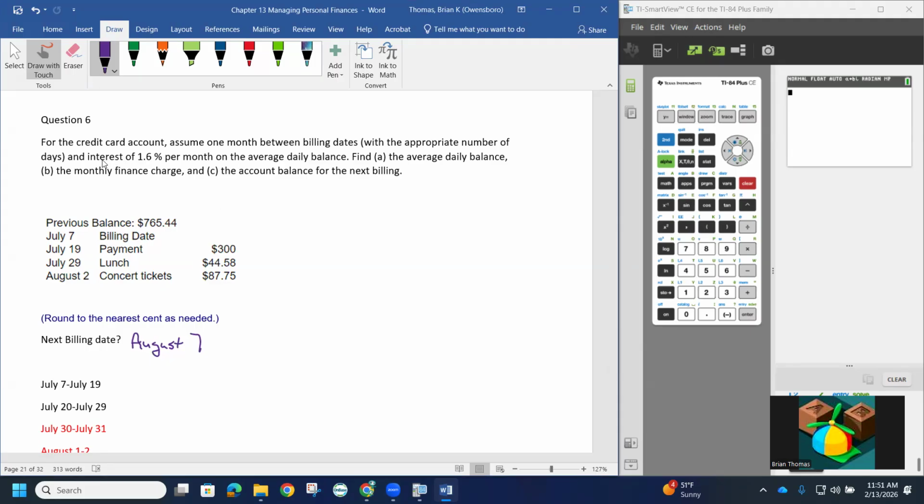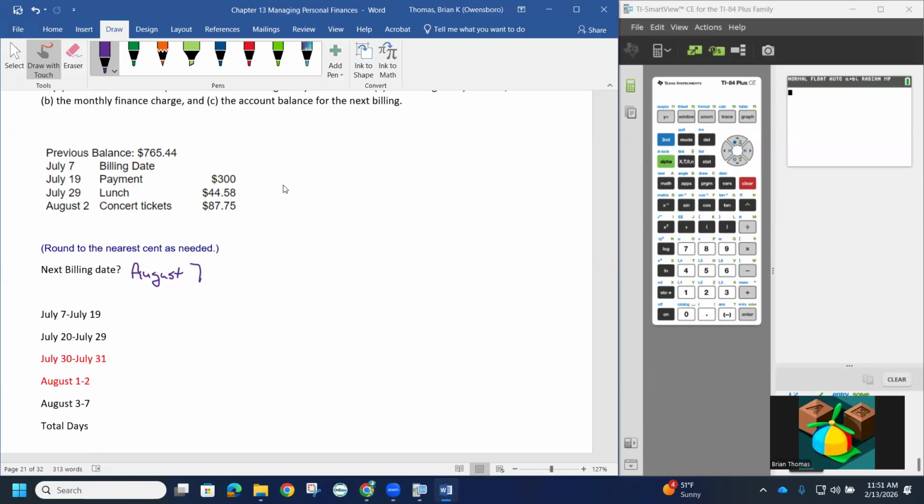So we also pick up on that there's an interest rate, 1.6% per month. So they do give us a monthly interest rate. And this is going to be in our average daily balance. So the question is what's this average daily balance mean? So A says find the average daily balance. And then B is the finance charge, and C is the account balance for the next billing.